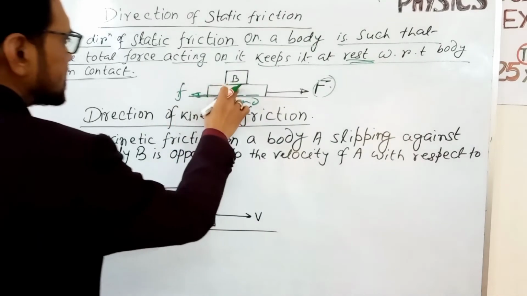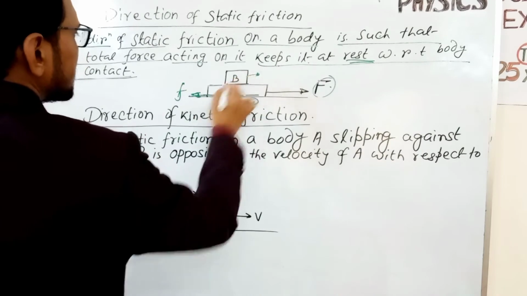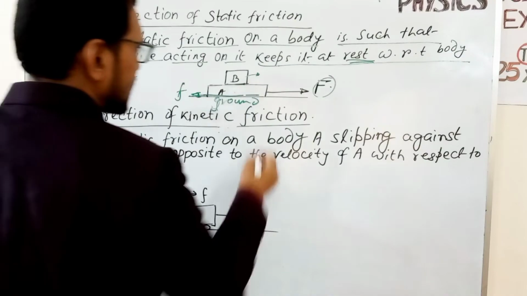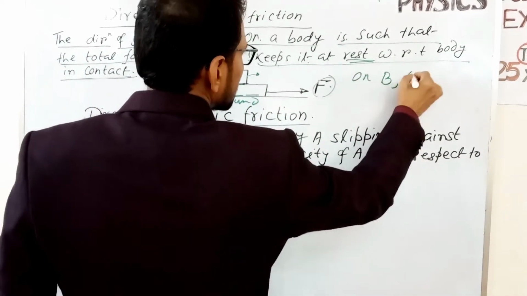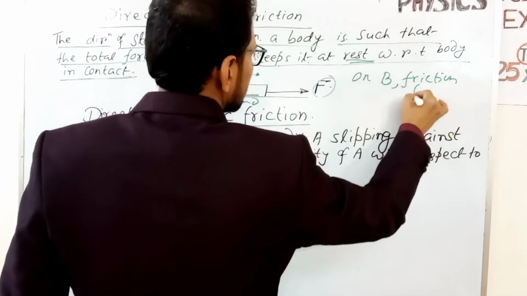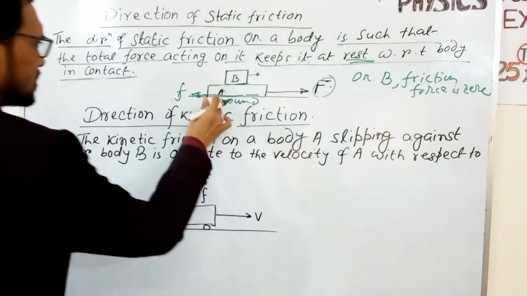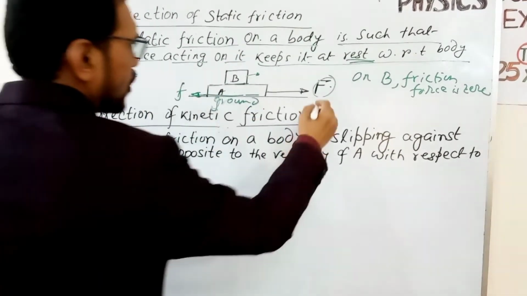Now if the body is at rest, no external force is applied on B, so on B the friction force is zero, and on A the friction is opposite to the direction of the applied force.